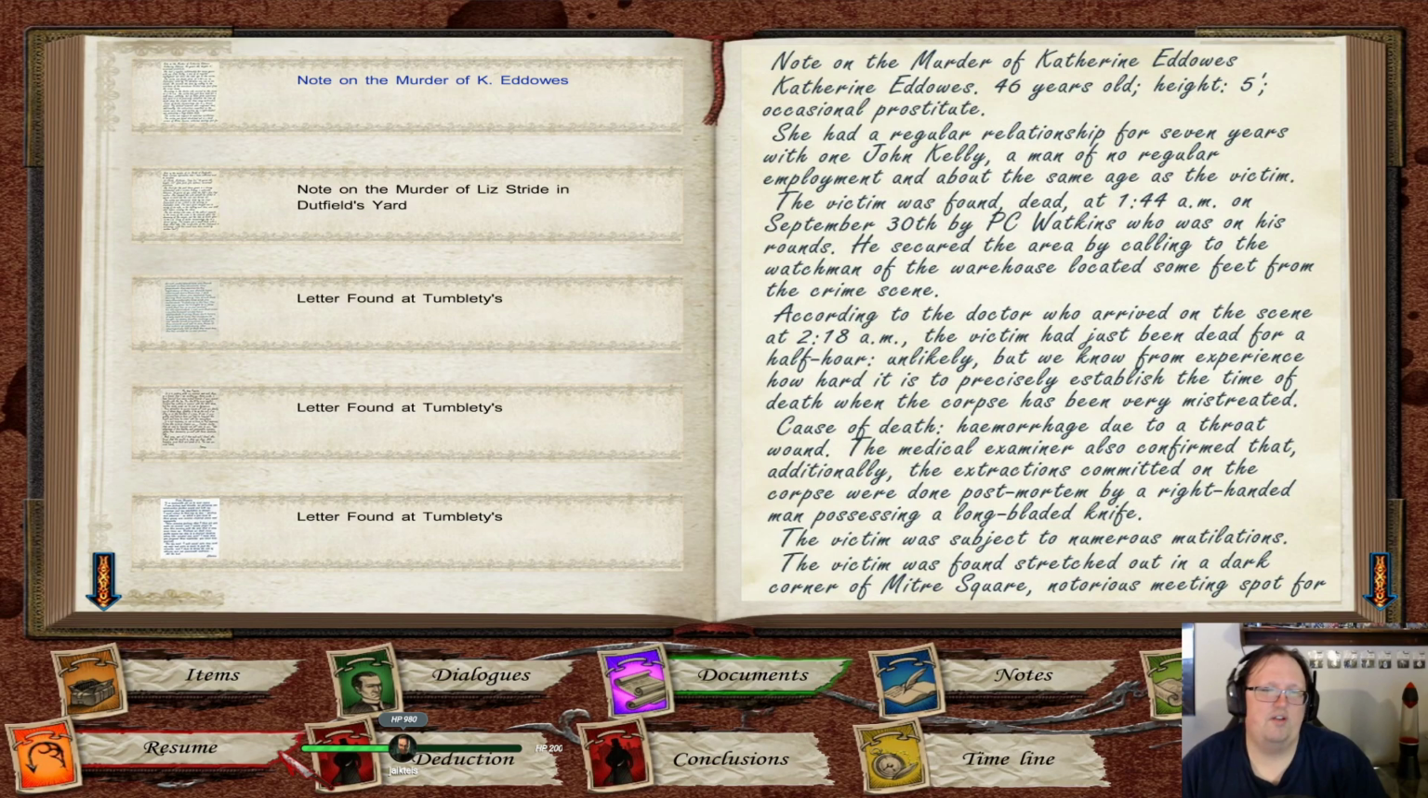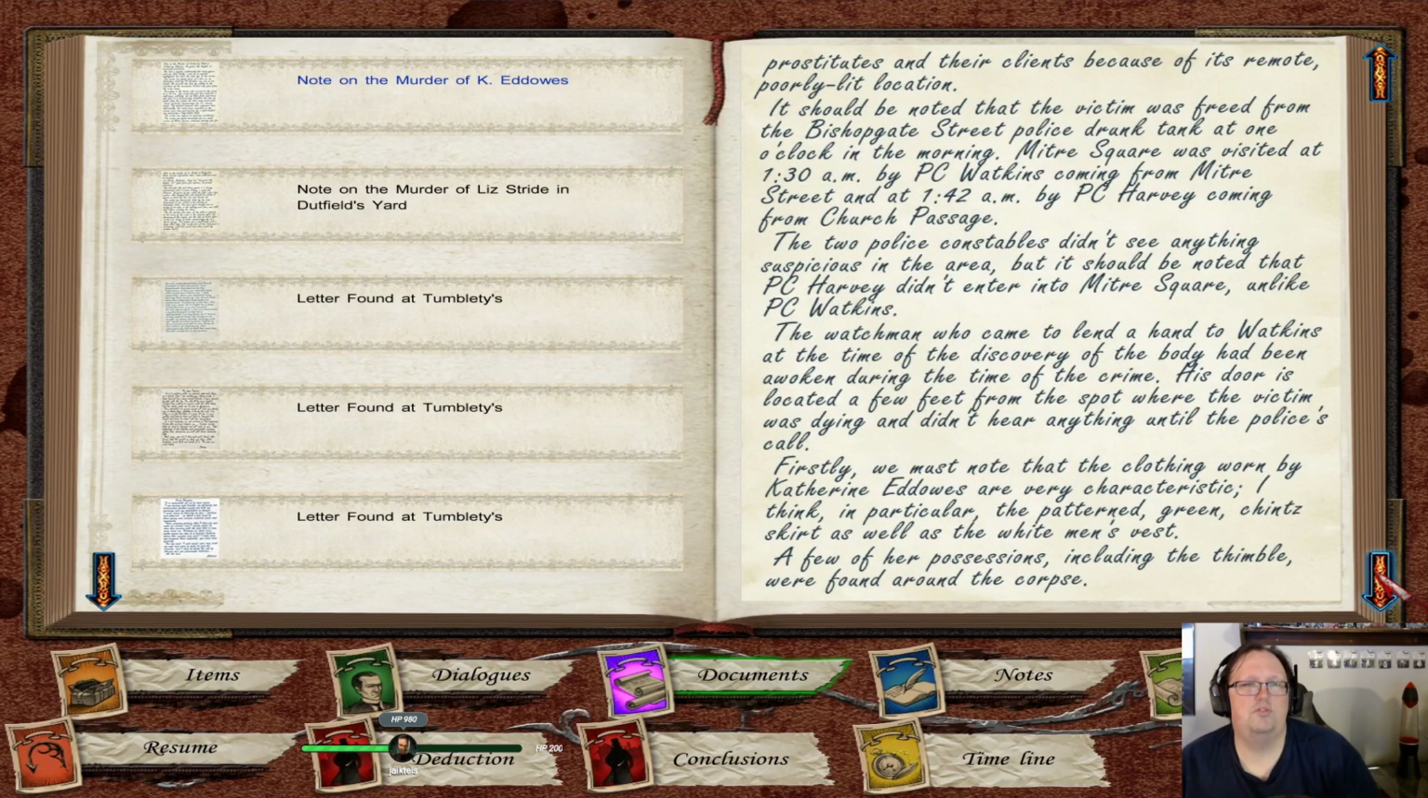The victim was found stretched out in a dark corner of Mitre Square, notorious meeting spot for prostitutes and their clients because of its remote, poorly lit location. It should be noted that the victim was freed from the Bishopsgate Street Police drunk tank at 1 o'clock in the morning. Mitre Square was visited at 1:30 a.m. by P.C. Watkins coming from Mitre Street and at 1:42 by P.C. Harvey coming from Church Passage.